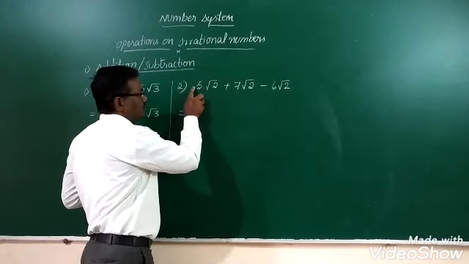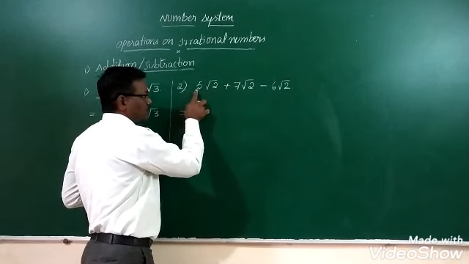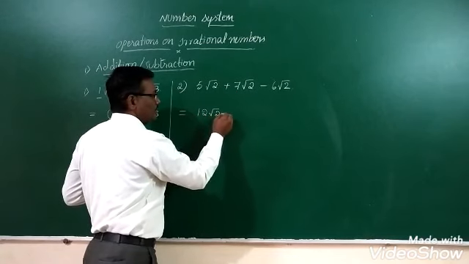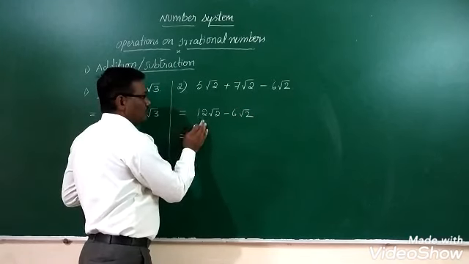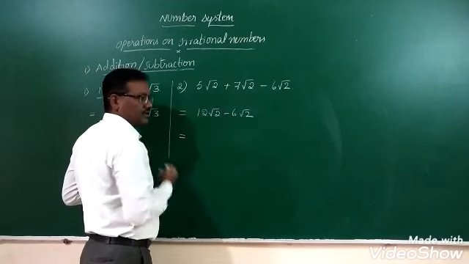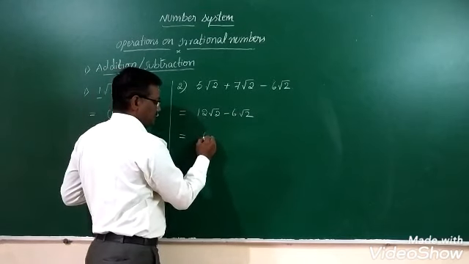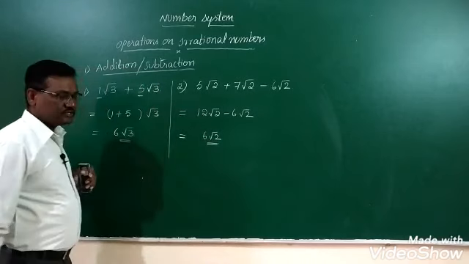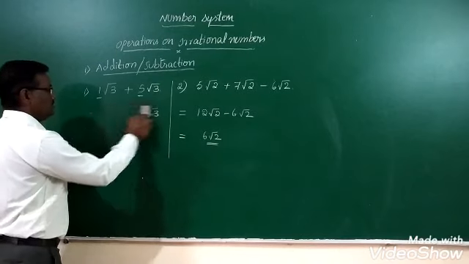Here 5, it has plus symbol. 7, it has plus. So both we can add up first. 5 plus 7, 12 root 2 minus 6 root 2. Now it has plus. 6 has minus, different sign. What we have to do? Subtract. 12 minus 6, 6 root 2. Did you understand? So now we have to solve some more problems like this.